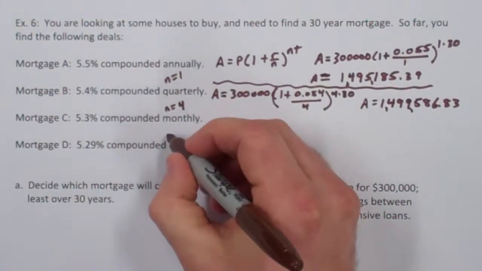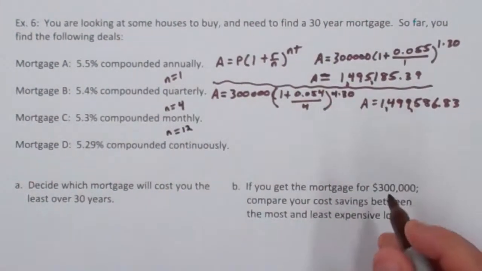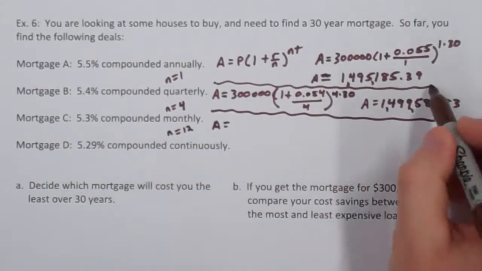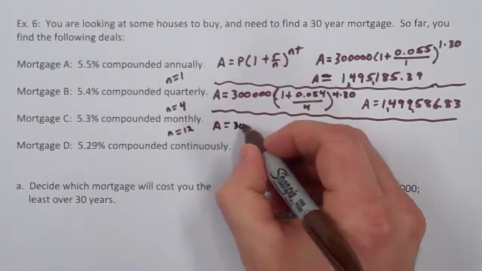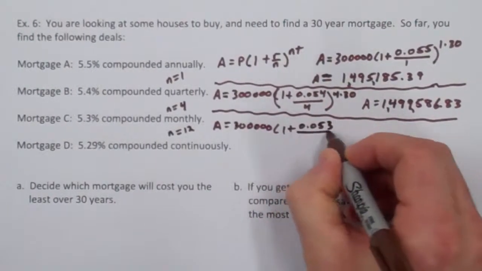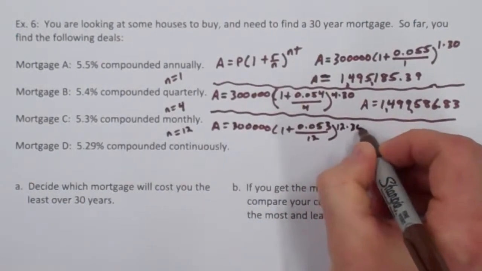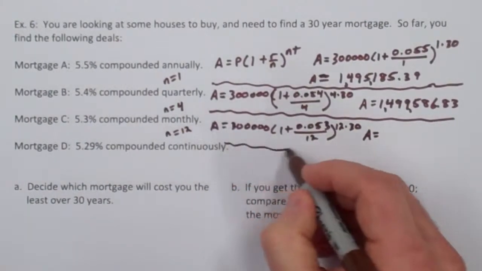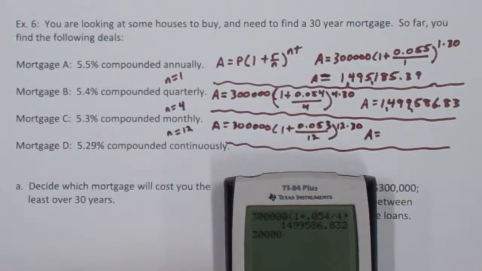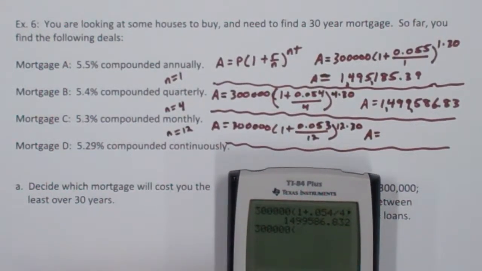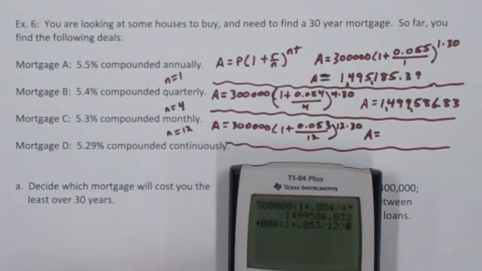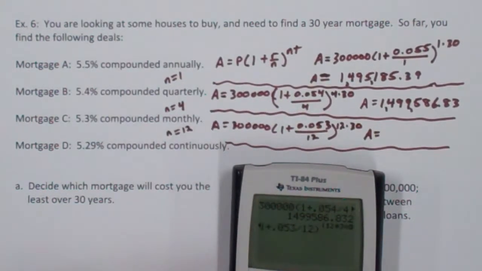Let's try Mortgage C here. Mortgage C is compounded monthly. Well, there's 12 months in 1 year. So to write our formula out, A is equal to 300,000 times 1 plus 0.053 divided by n, which is 12, and then 12 times 30 will be in the exponent position. So let's see what happens to this one. We're just going to type that right back into the calculator: 300,000 times 1 plus 0.053 divided by 12, and then all raised to the 12 times 30 power.